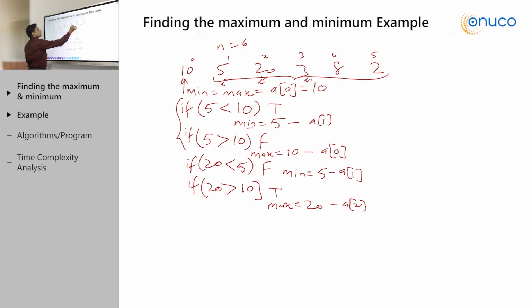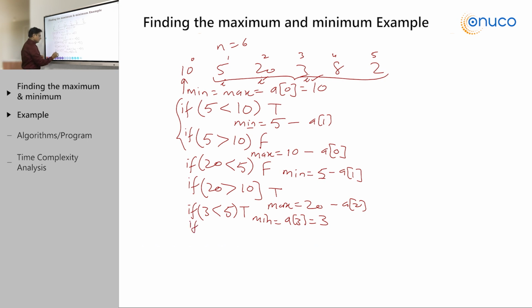Now I increases, I came to this position. Now again we are going to compare: what is the A of I value? 3. Is 3 lesser than min, and what is min? It is 5. If the condition is true, then you are going to update min is equal to A of 3, which is nothing but 3 only. So we got the new min.